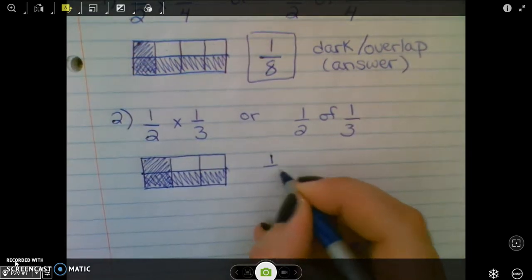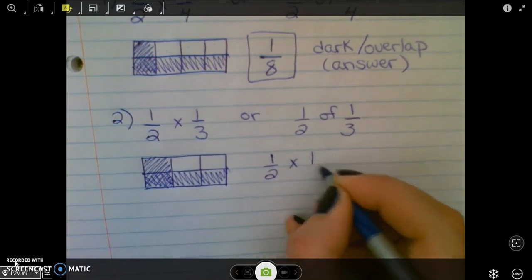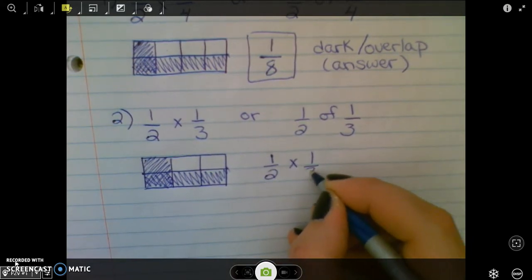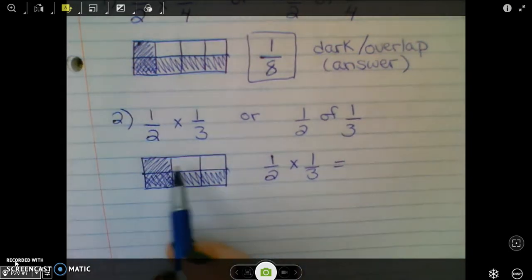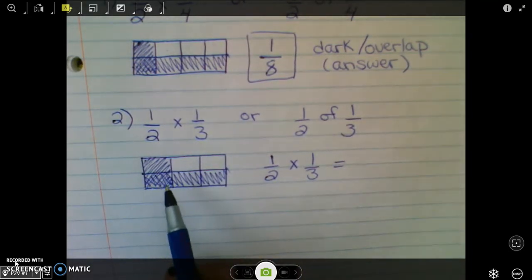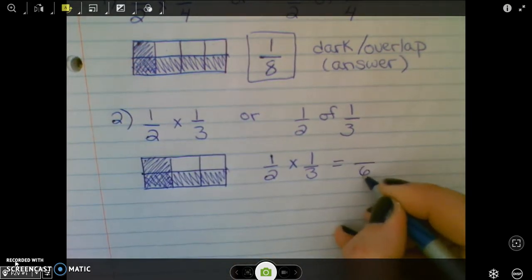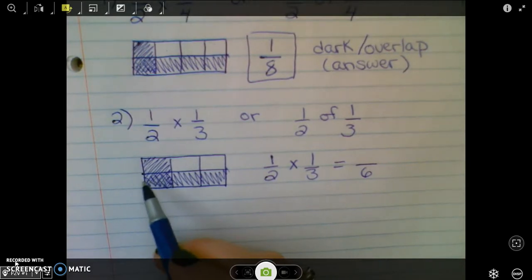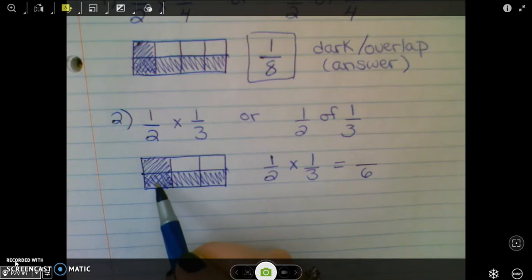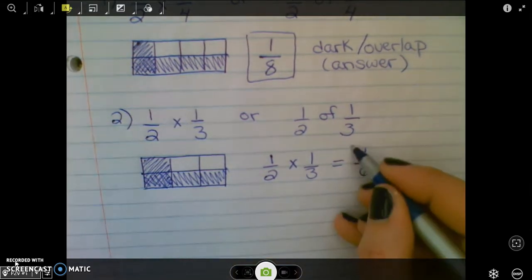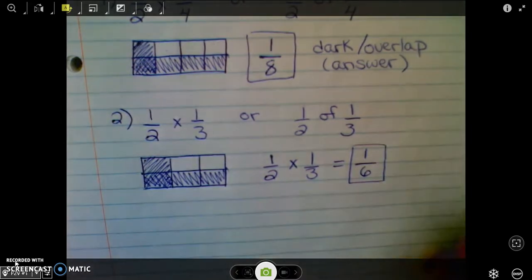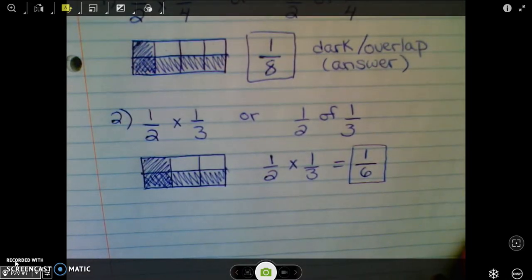So I could say that 1/2 times 1/3, if I write that original problem down, is equal to, and I look at how many sections this has created now. Okay, I have 1, 2, 3, 4, 5, 6 sections, and I look at how many are overlapping, where it's shaded in twice. And again, in this instance, I only have 1 of those 6 sections that is overlapping, or shaded in both directions, shaded in twice. So 1/2 times 1/3 is equal to 1/6.